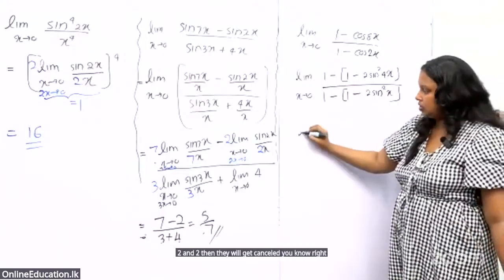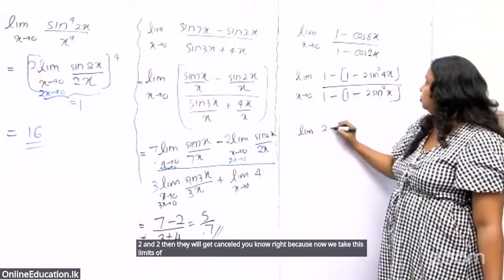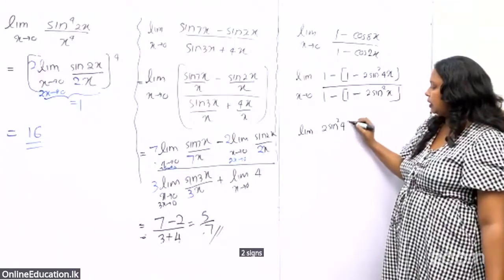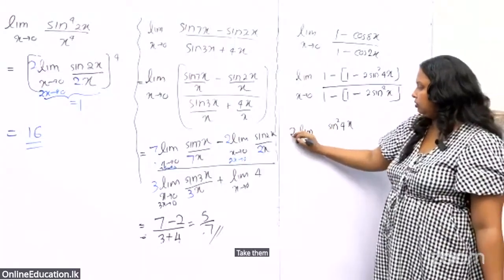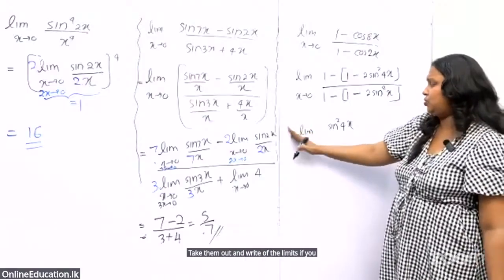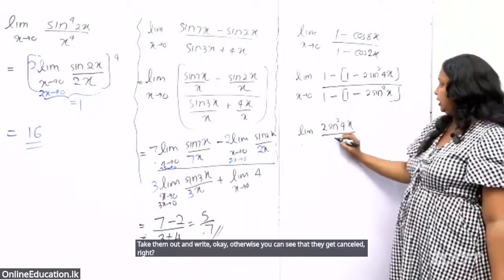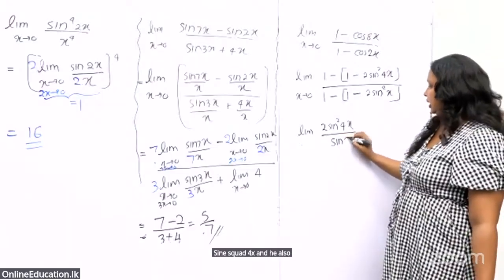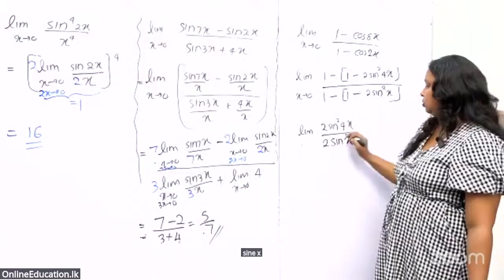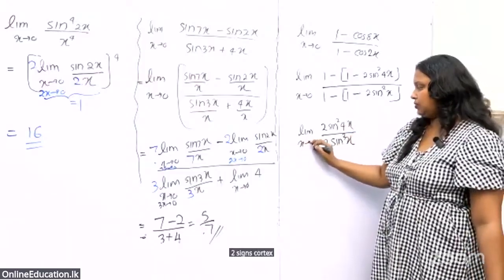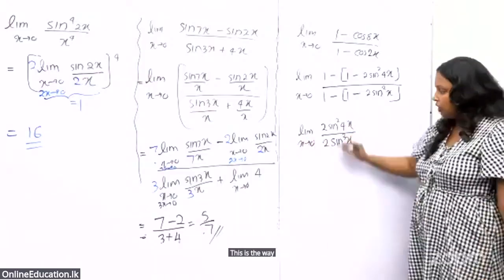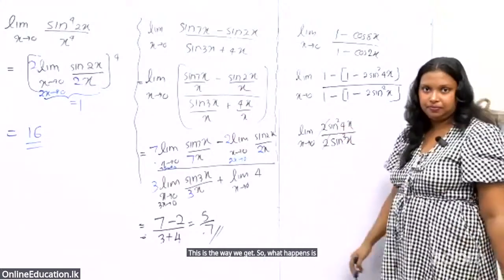Because now it is the limit of 2 sine squared 4x. Take them out and write the limits if you want. Otherwise you can see that they get cancelled, right? Sine squared 4x, and here also we have sine squared x, 2 sine squared x, x tends to 0. This is the way we get it. So what happens? This 2 and this 2 get cancelled.